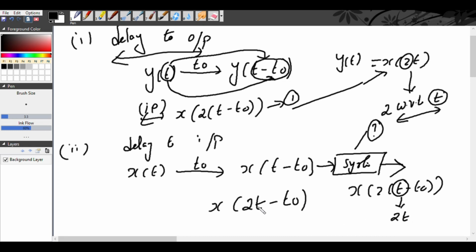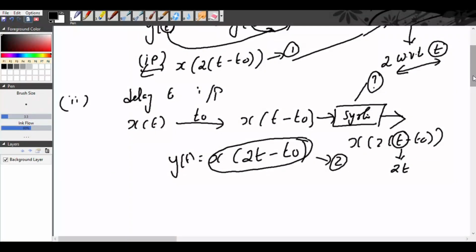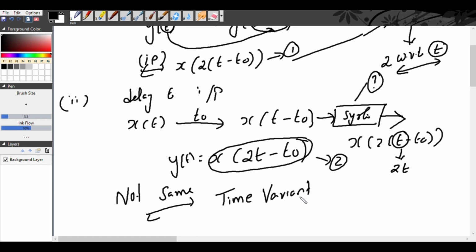Okay? Please note that. So our output now, that is y of t, is x of 2t minus t naught. This is equation number 2. So from the above two equations we can conclude that equation 1 and 2 are not same. Both are not same. So that's why I can claim that the particular system is time variant, because it is varying. So the given system is time variant.